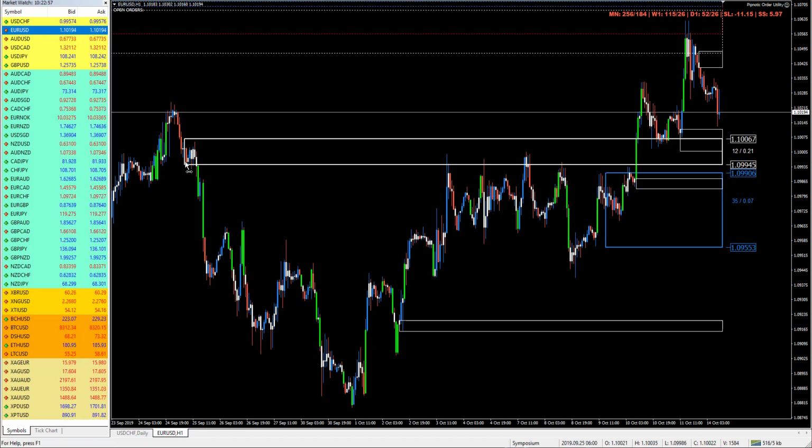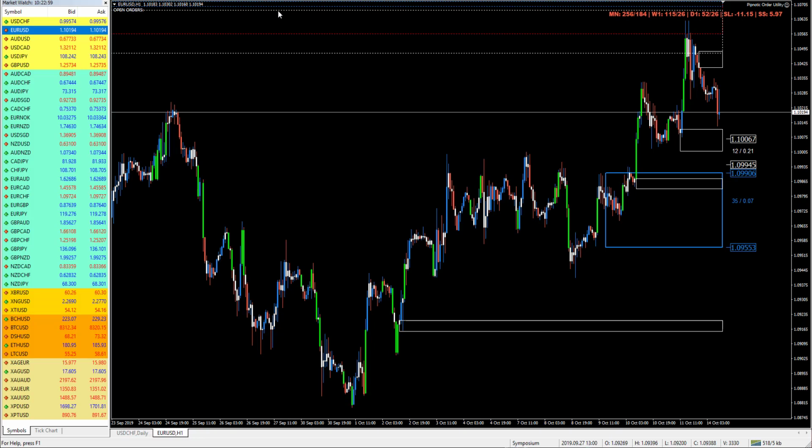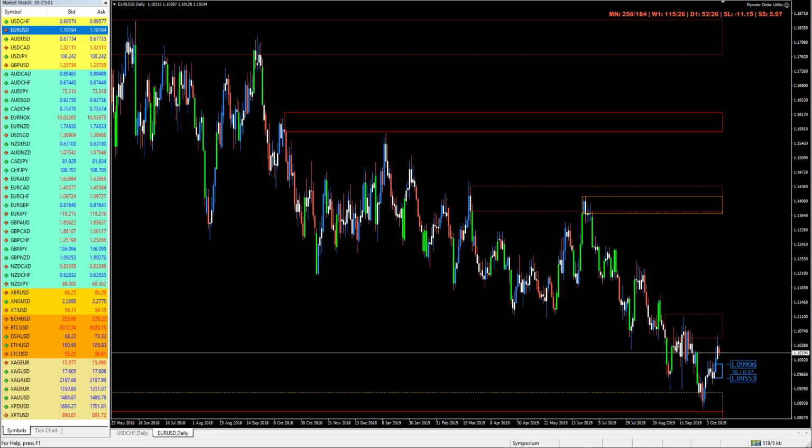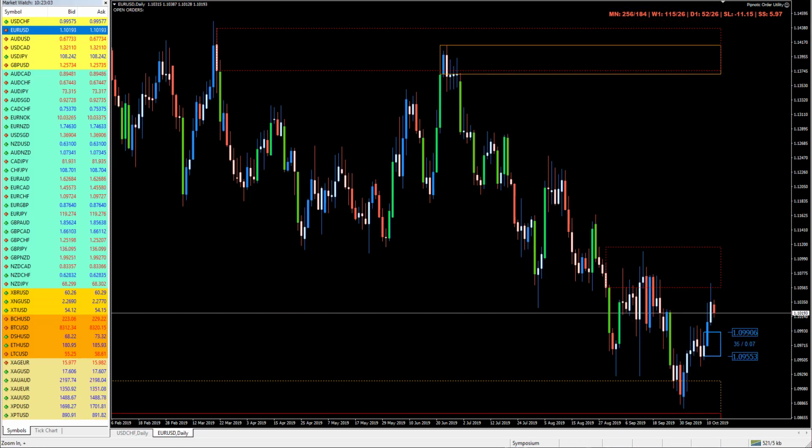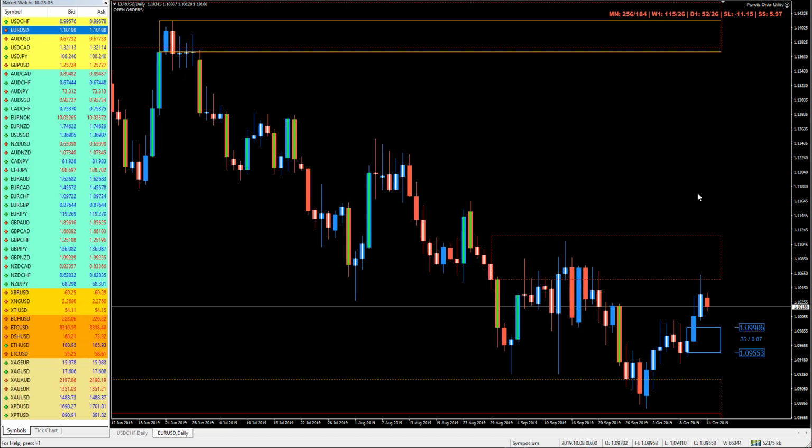Okay, so that's gone. But before we do anything else, let's go to the daily and have a look at what we're doing. I want to make sure that we're clear. And you can see here that we had this area here, which has been taken out, tested, and it's been taken out by this. And so I'm going to move my entry lower like that, plus a little bit more. I think that looks a little bit good.